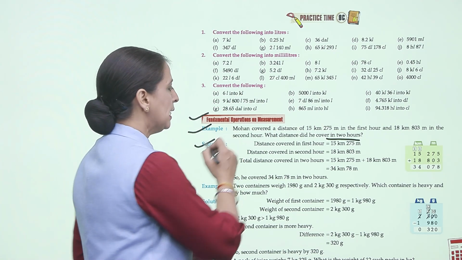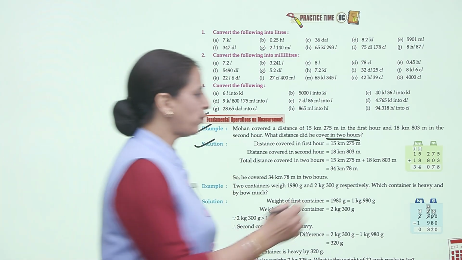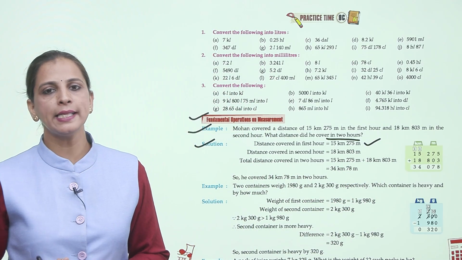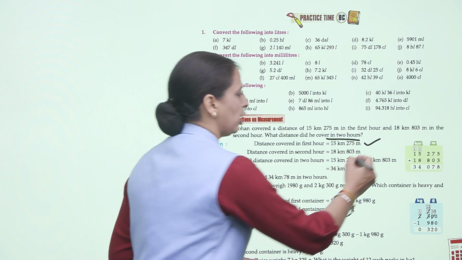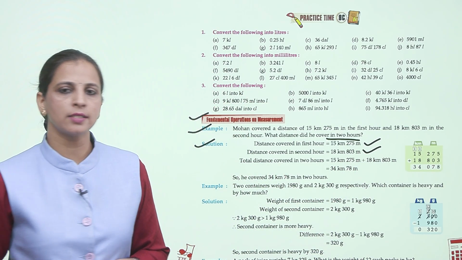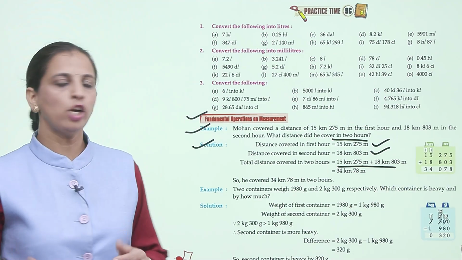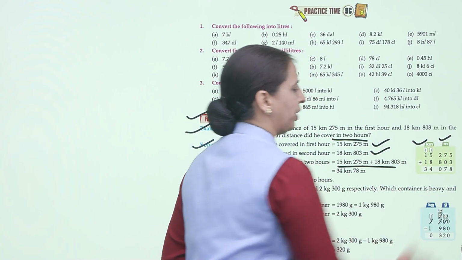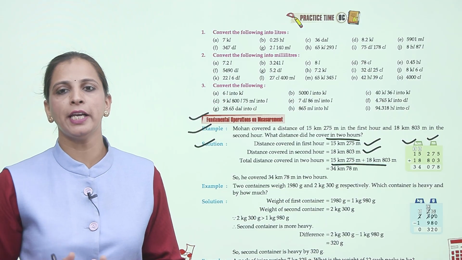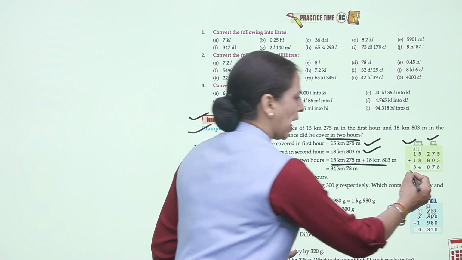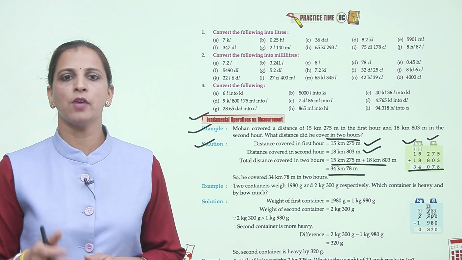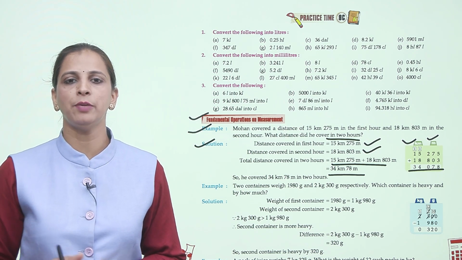तो सॉल्यूशन करते हैं. डिस्टेंस कवर्ड इन फर्स्ट आवर इज 15 किलोमीटर 275 मीटर. डिस्टेंस कवर्ड इन सेकेंड आवर इज इक्वल्स टू 18 किलोमीटर 803 मीटर. टोटल डिस्टेंस कवर्ड इन 2 आवर्स इज इक्वल्स टू दोनों को हमने ऐड किया, किलोमीटर को किलोमीटर के नीचे एंड मीटर को मीटर, दैट इज 15 किलोमीटर 275 मीटर, 18 किलोमीटर 803 मीटर, दोनों को ऐड किया दैट इज 34 किलोमीटर 78 मीटर. सो ही कवर्ड 34 किलोमीटर 78 मीटर इन 2 आवर्स.